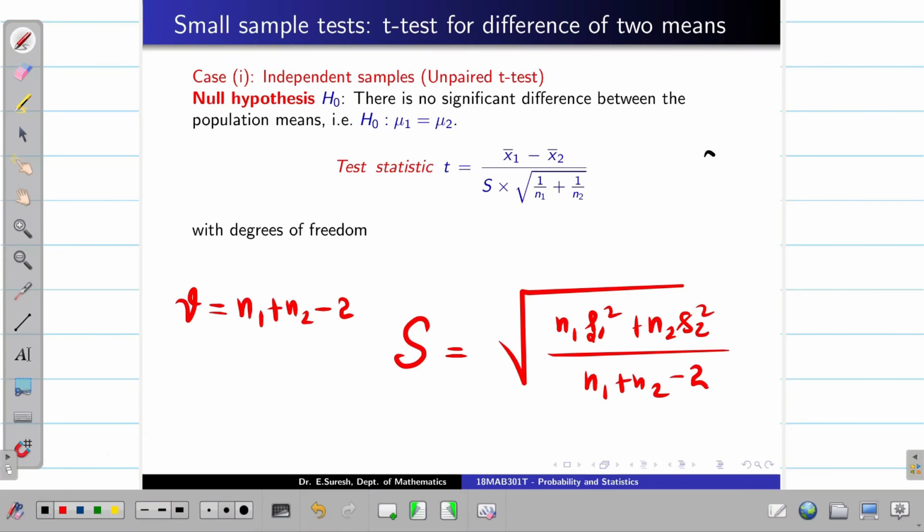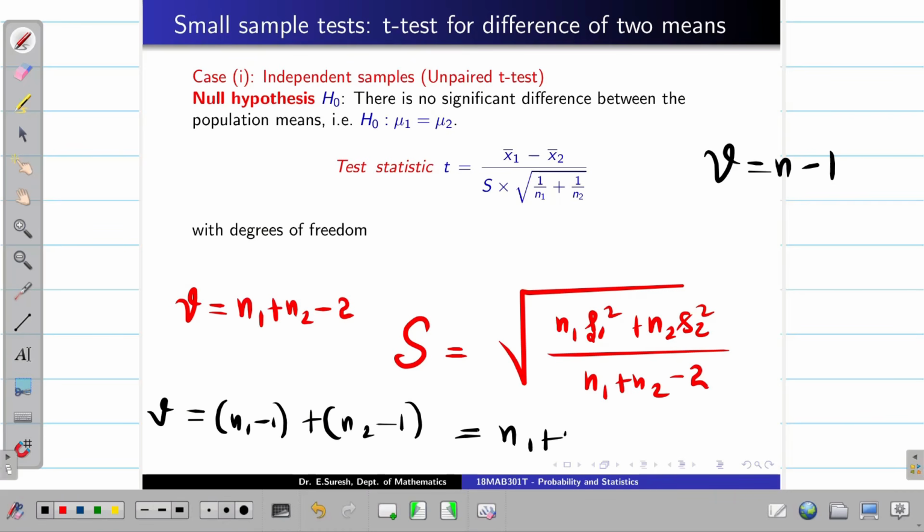For single mean, the degree of freedom is n minus 1. For difference of two means, we have n1 minus 1 plus n2 minus 1. Simplifying this, we get n1 plus n2 minus 2.